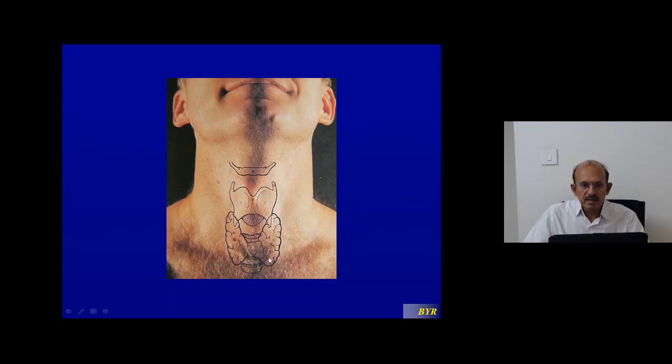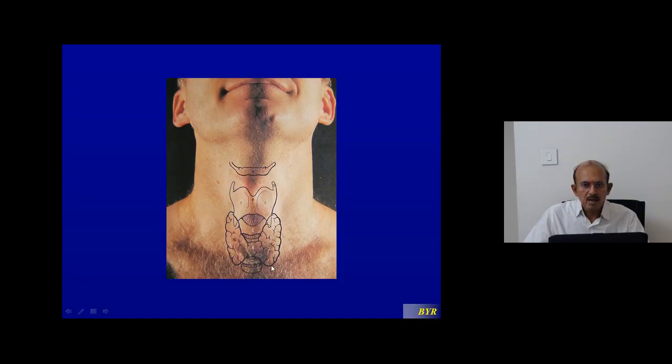This is the surface anatomy of the thyroid gland. This is the lower border of the mandible. Here is the symphysis menti. From here, the neck starts. These are the submandibular triangles, and the trachea is there in the midline along with the larynx. Here is the hyoid bone. This is the thyroid cartilage. Below this is the cricoid cartilage, and below this we have the tracheal rings.